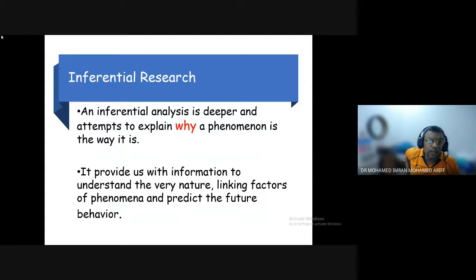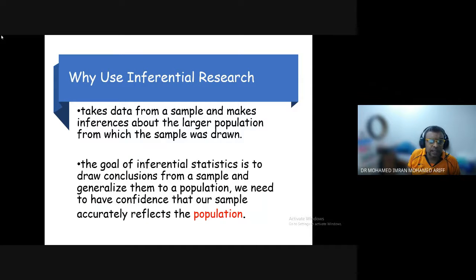Inferential now. Now we try to infer. An inferential analysis is deeper and attempts to explain why a phenomenon is the way it is. It provides us with the information to understand the very nature and linking factors of a phenomenon and predict future behavior. It takes data from a sample and makes the inference. Point number 2: the goal of inferential statistics is to draw conclusions from a sample and to generalize them to the population. We need to have confidence that our sample accurately reflects our population. What does this mean?